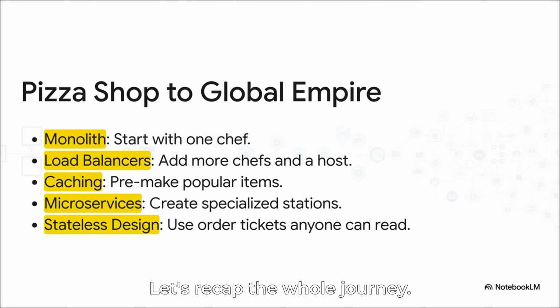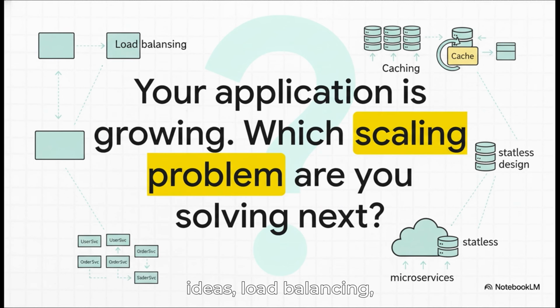So there you have it. Let's recap the whole journey. We started with a simple monolith, our one amazing chef. Then we added load balancers to handle the crowds, more chefs and a host. We used caching to speed things up by pre-making popular items. We evolved into microservices, our specialized stations, to scale different parts independently. And finally, we made our services stateless by using order tickets that any chef can read, from a tiny shop to a global empire. Each one of these ideas, load balancing, caching, microservices, it's a tool to solve a very specific problem that comes with growth.